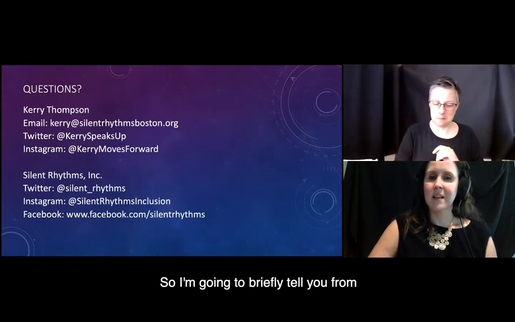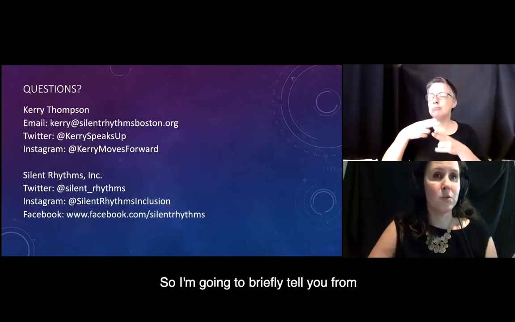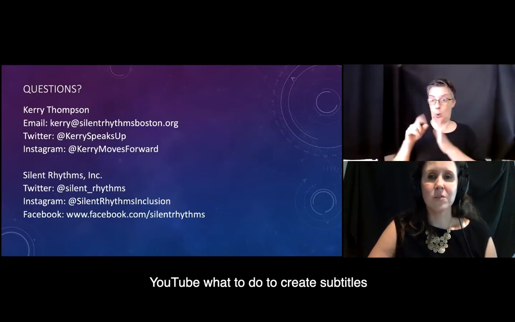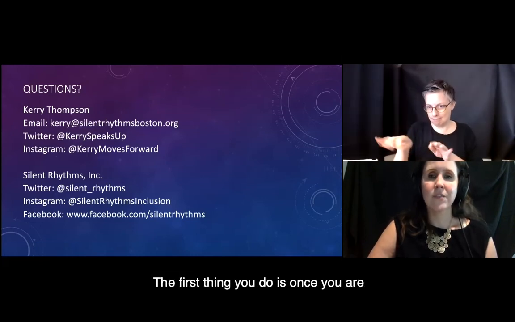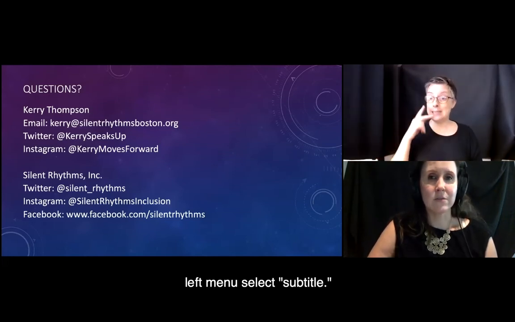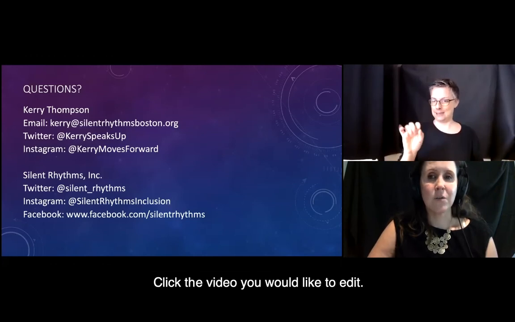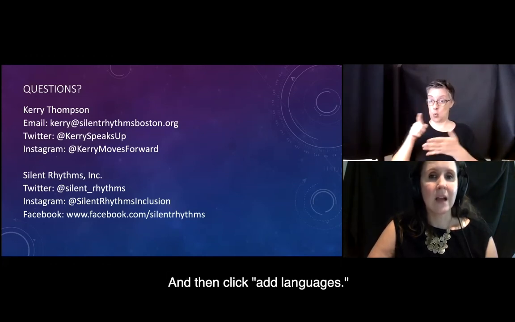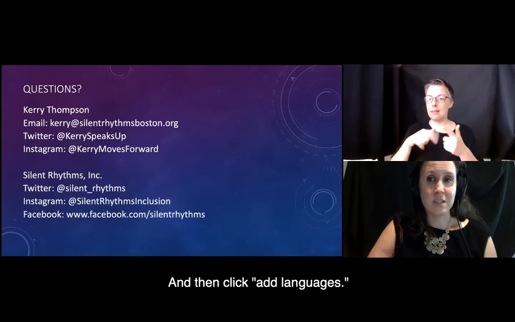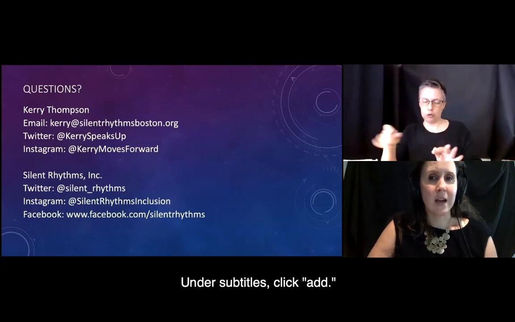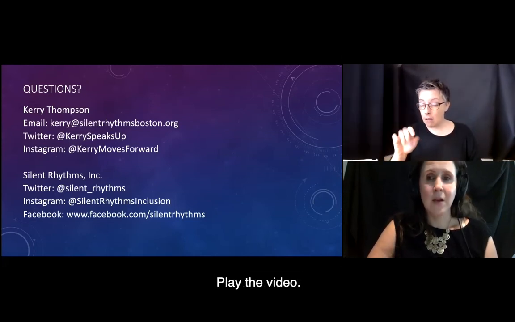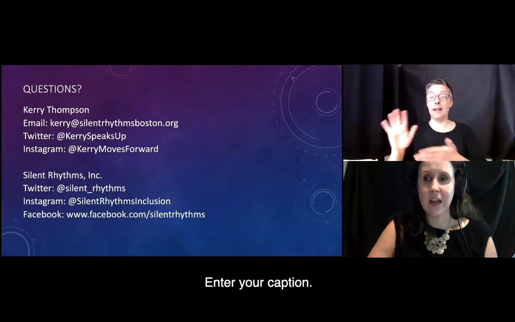Okay, so I'm going to briefly tell you from YouTube what to do to create subtitles or closed caption. The first thing you do is once you're logged into YouTube Studio, from the left menu, select Subtitles, click the video you would like to edit, and then click Add Languages and select your language. In this case, it's English. Under Subtitles, click Add. Play the video and enter your caption.